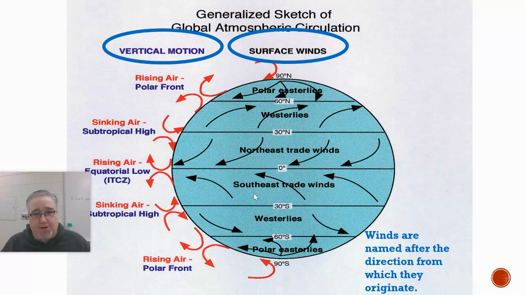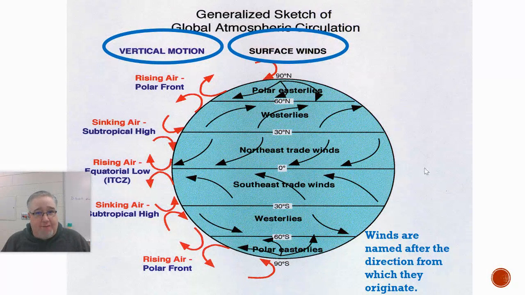All right, this is another picture that kind of shows you the same thing. All right, again, but all of these surface winds, again, they all blow in a certain direction because of how the air is rising and how the earth is spinning. Okay, that's kind of an important thing.